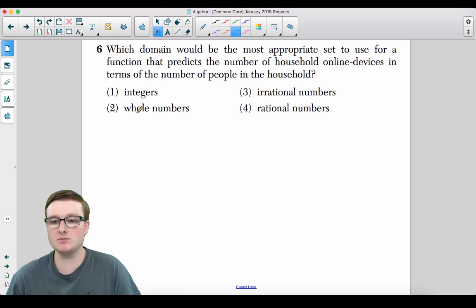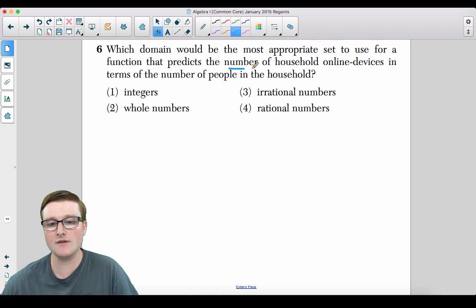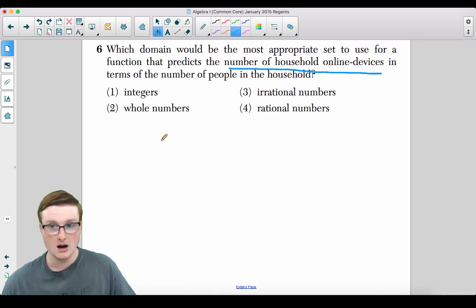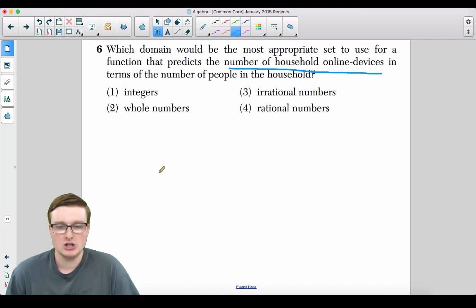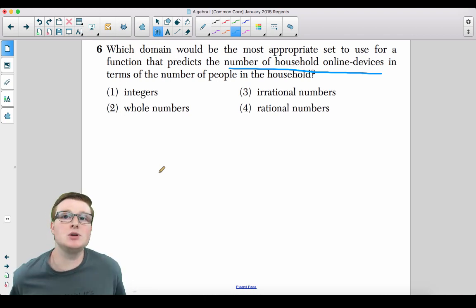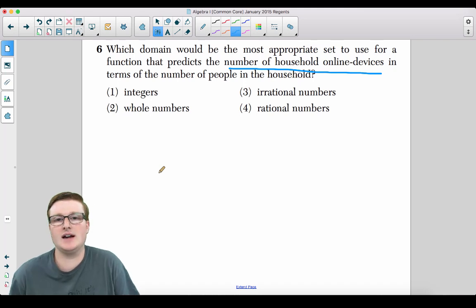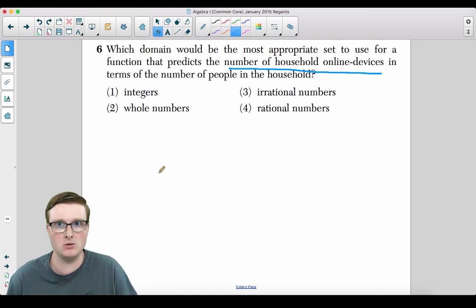Which domain would be the most appropriate set to use for a function that predicts the number of household online devices in terms of the number of people in the household? So it's asking you that predicts the number of household online devices. So, for example, your computer is a household online device. So is your television, so is your phone, so is all those things. Those are whole numbers.